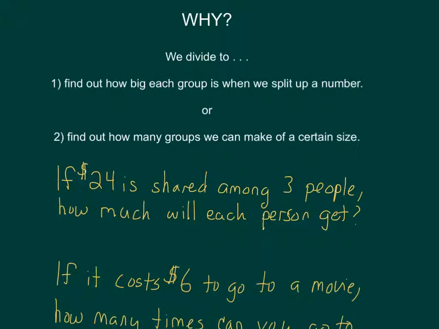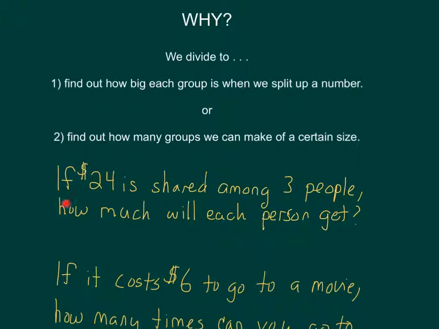Now we're ready for the why section. Why do we divide? Well, we divide to either find out how big each group is when we split up a number, or we divide to find out how many groups we can make of a certain size.